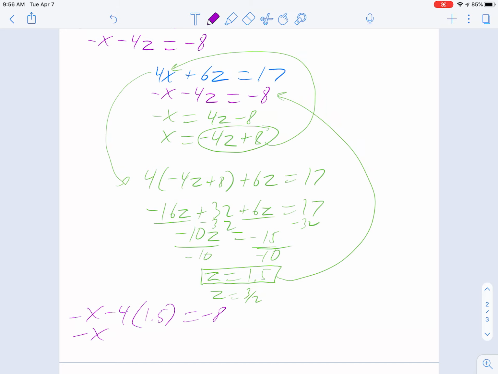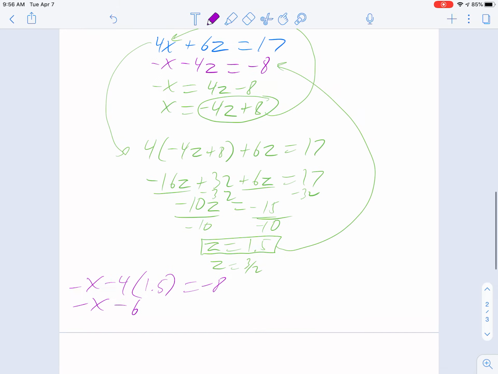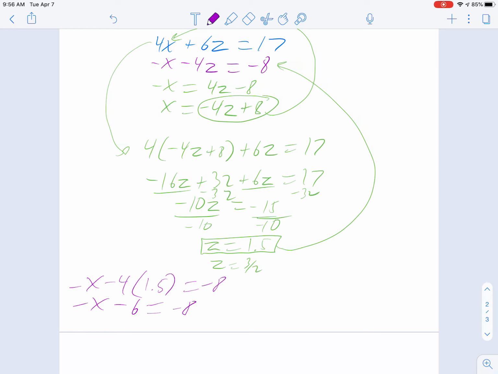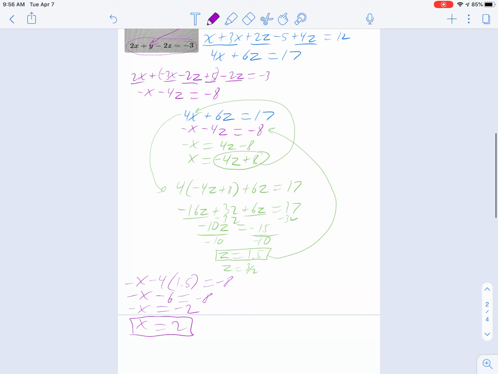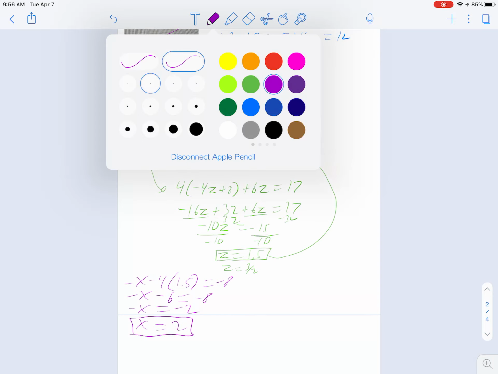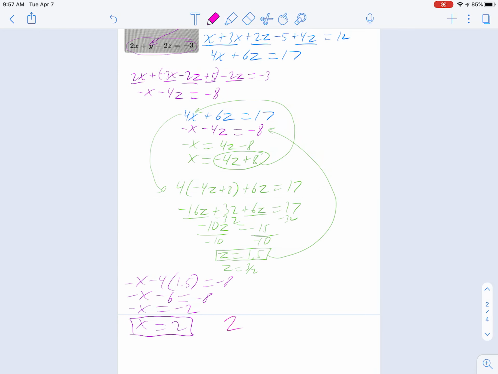So negative x minus 6, because 4 times 1.5 is 6. So negative x, if I add the 6 to both sides, is negative 2, multiplied by a negative 1, and we get x equals 2. Almost home. Now I'm just going to take those two and plug them back into any of the original equations. So I'm going to plug them into this original one right there, just because it's the one I can see on my screen. So that's, let's change it up again. Let's go with that pink.